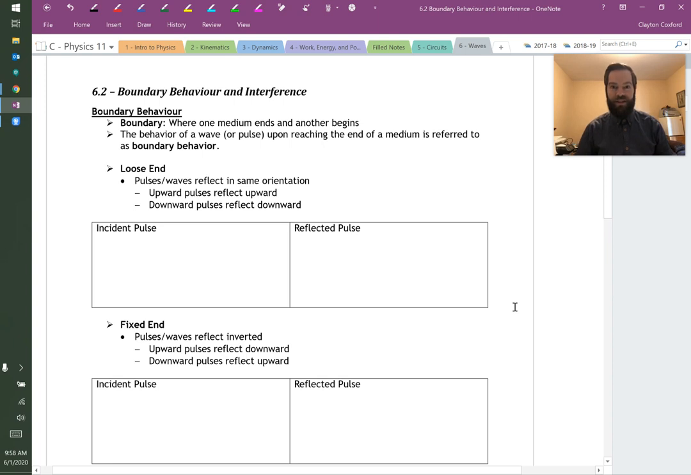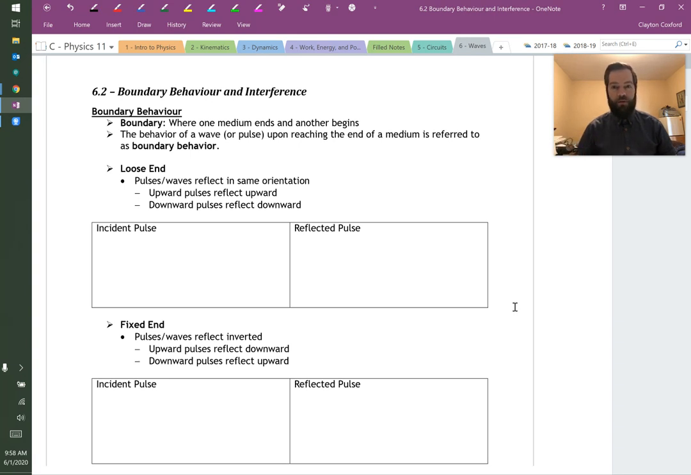Hi, everyone. Welcome to today's lesson on boundary behavior and interference. We're going to be looking at what happens when a wave or a pulse encounters a boundary, and what happens when two or more waves or pulses collide with each other, interfere with each other. So let's start with boundary behavior.